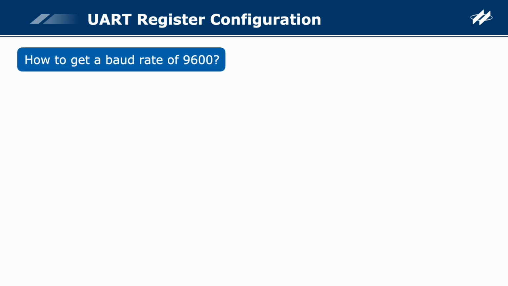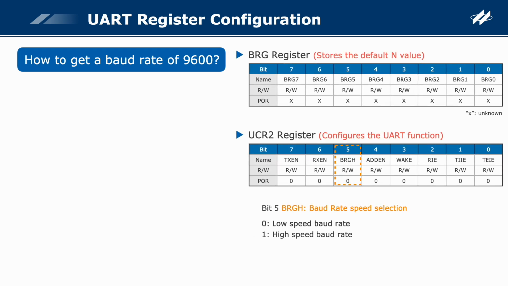Now think about how to get a baud rate of 9600. In the HT66F3195, the baud rate is determined by the BRG register, together with the BRGH bit in the UART register. The BRGH bit determines whether the baud rate generator works in high-speed or low-speed mode, and thus determines the choice of calculation formula. The N in the formula refers to the BRG register value. If we set the baud rate generator to work in high-speed mode, let's calculate the BRG register value so as to get a target baud rate of 9600.